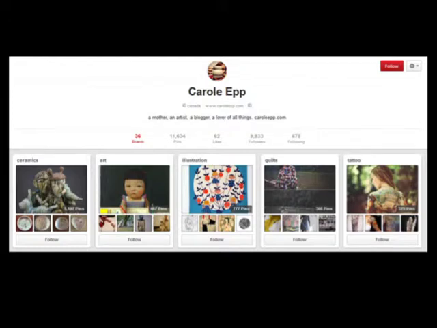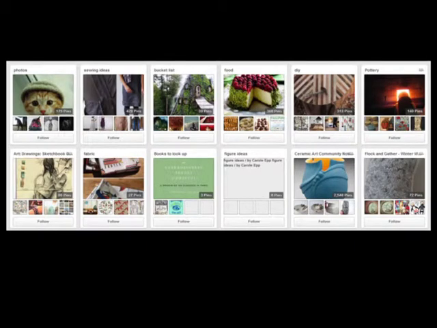So here's some more categories. You probably can't read this, but it's photos, sewing ideas, bucket list, food, do-it-yourself, pottery, flock and gather, figure ideas, fabric, art drawings, books to look up. I mean, you can get a real sense of where she's at and what her interests are, and really an insight into her own taxonomy just by looking at all the social media she's doing.